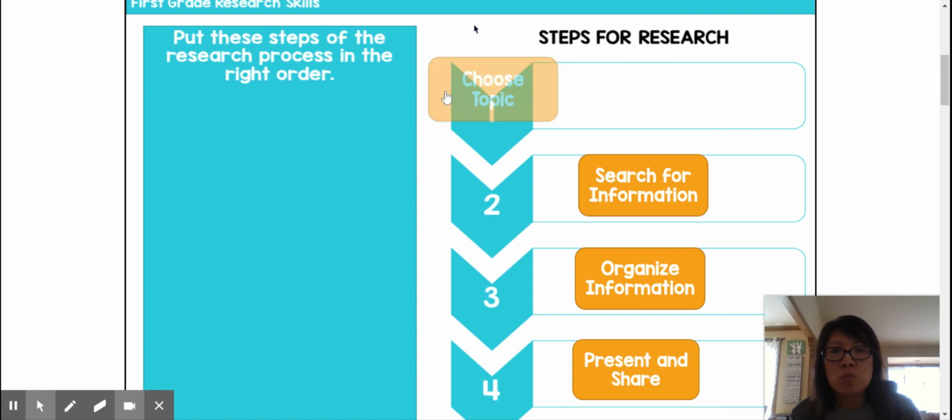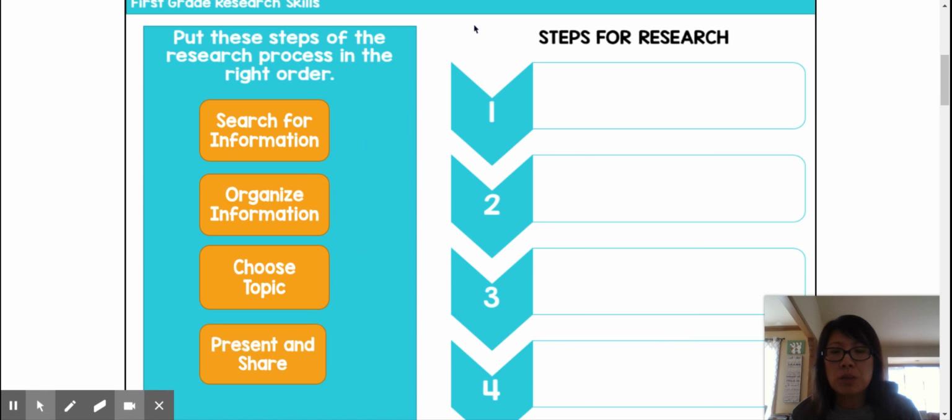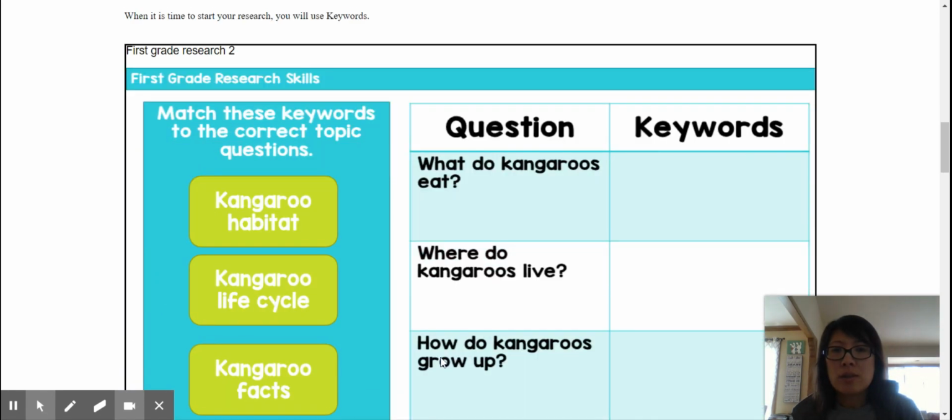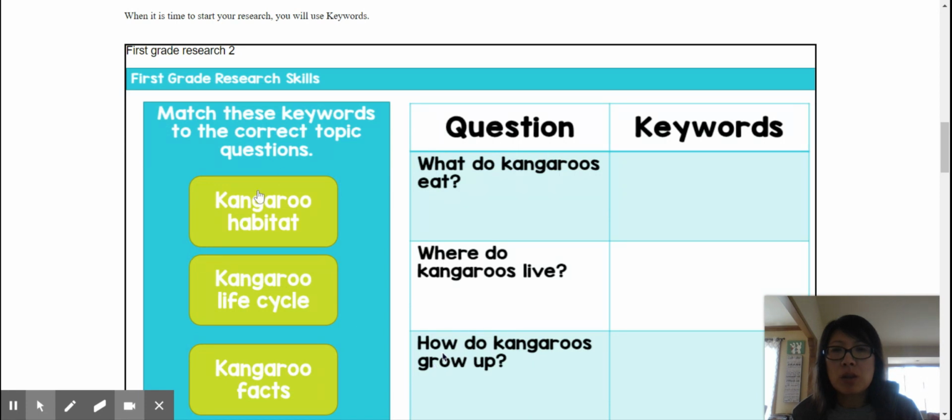I'm going to go ahead and reset the activity so that when you come to this website, you can try to do this on your own. Okay, so the next step, once you have started your research, you're going to learn something about keywords. And these are things that you might type into Google in order to find answers to your question, or these are words that you might look for in a book in order to find the answer to your question.